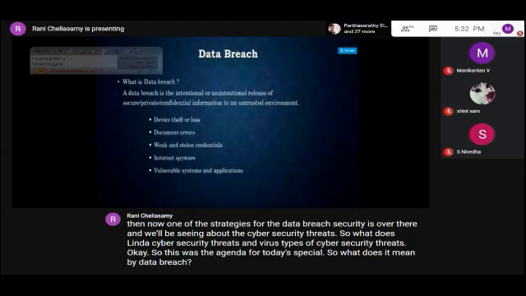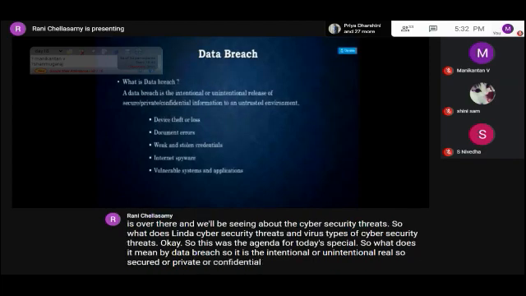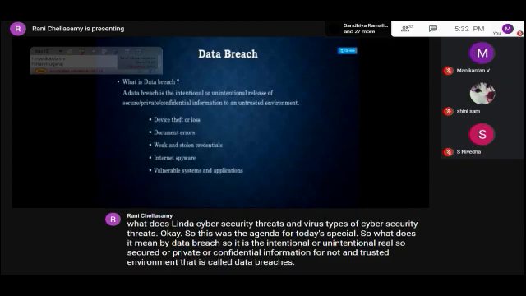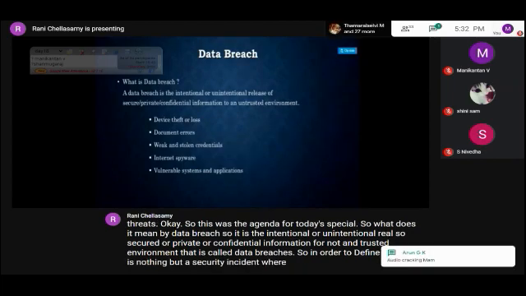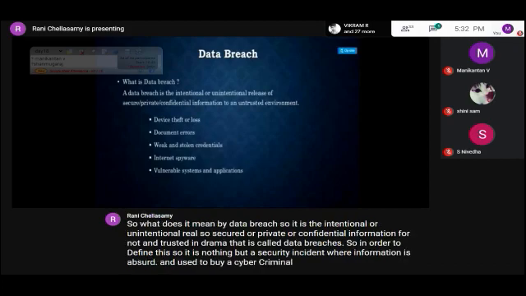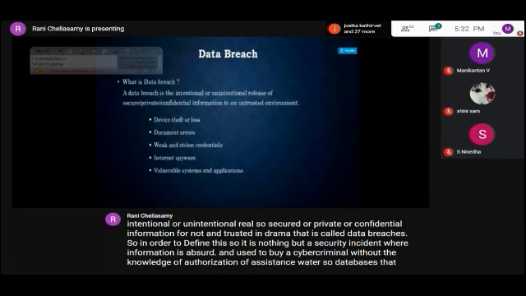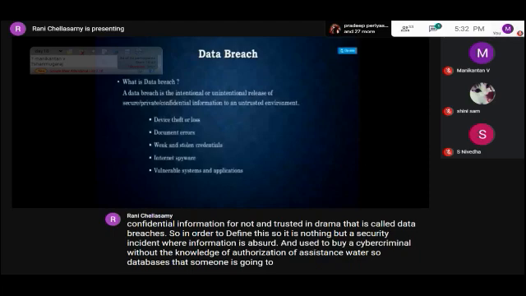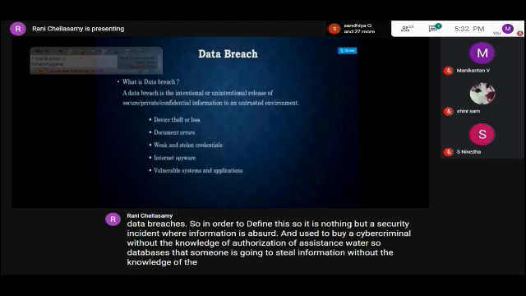Okay. So what is meant by data breach? It is the intentional or unintentional release of secured or private or confidential information to an untrusted environment. That is called a data breach. To define this, it is a security incident where the information is accessed, stolen, and used by a cyber criminal without the knowledge or authorization of the system's owner. So a data breach is when someone steals your information without the owner's authorization. That is called a data breach.